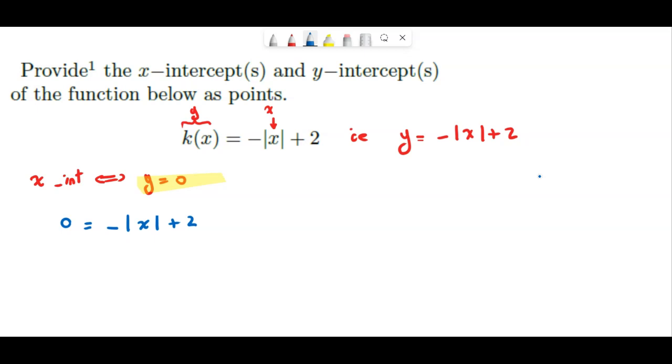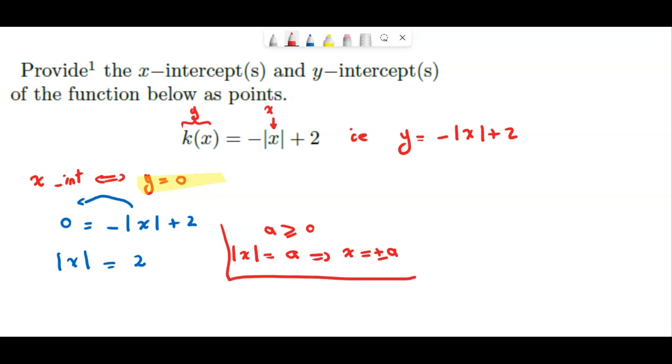And what I want to do is solve for the x. So it's easier to move the absolute value to this side. It used to be negative, it became positive. Absolute value of x is going to be 2. Here, this is a property of the absolute value: if I have absolute value of x equals a, and a must be a positive number or equal 0, this is going to imply that x is going to be plus or minus a. All right, so this is the formula I'm going to be using right now.